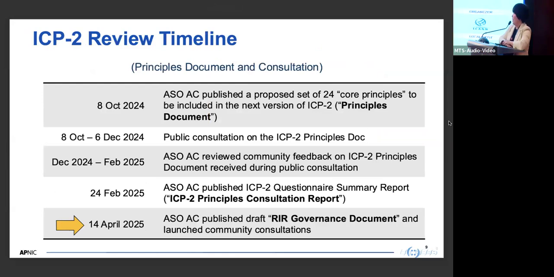This is just to say that the process for the review itself started last year. And it started with a document containing core principles that we wanted the community to look at that would go into the actual revised draft document. So think of it as a precursor to the work that is being done to revise the ICP2 document. And where we are now is that the ASO AC has published this revised draft RIR governance document, and you will be looking at it in the next few slides. Next slide.